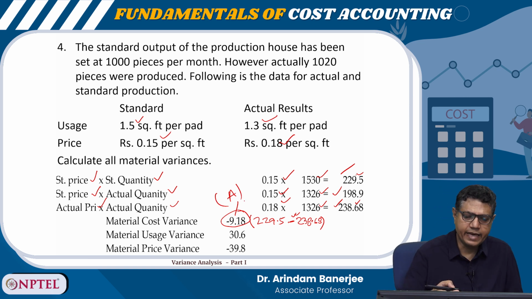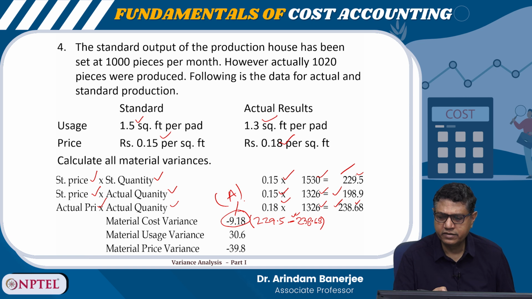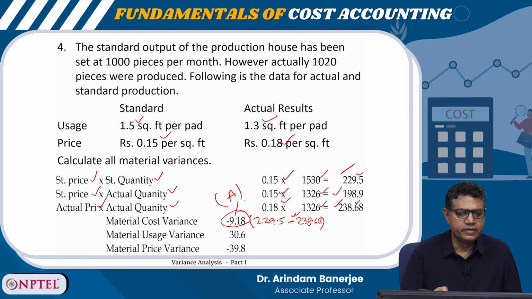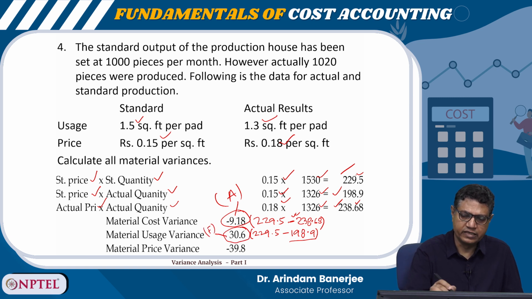Right? Now we can take the usage variance. Usage variance depends on the use of quantity, right? So I can calculate the use of quantity, that is standard price into standard quantity, that is 229.5 minus standard price into actual quantity, that is 198.9. Now is this favorable or adverse? This is of course favorable because this one is smaller. So it is 30.6, the difference. This is a favorable variance, right?